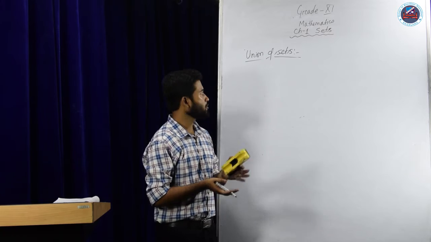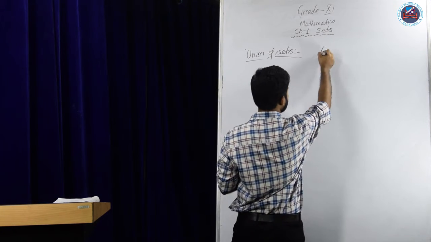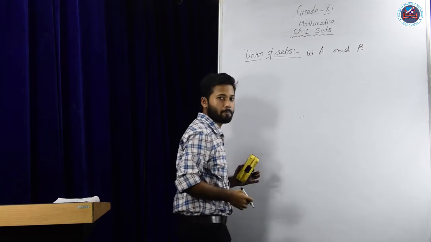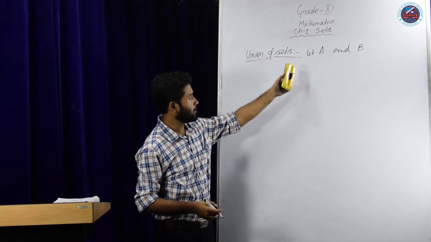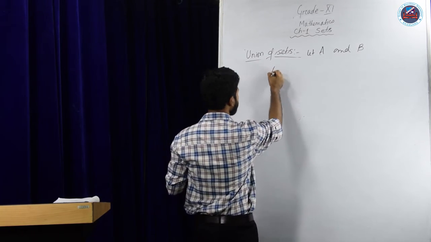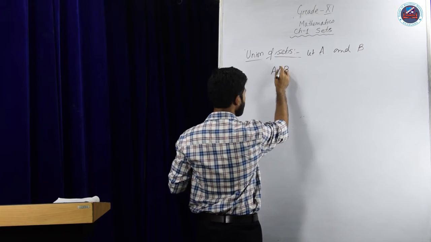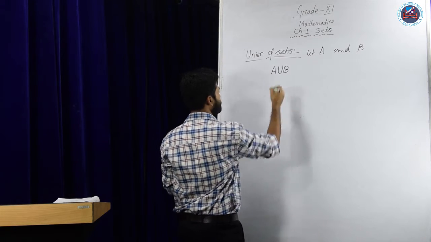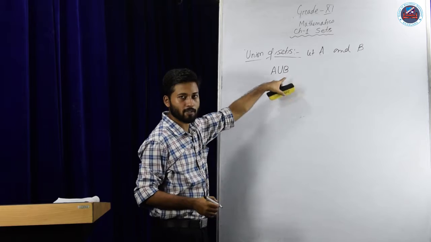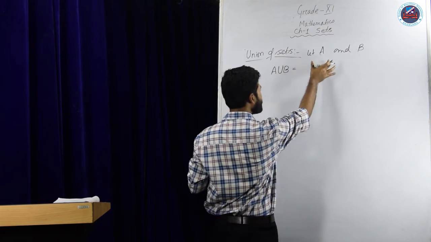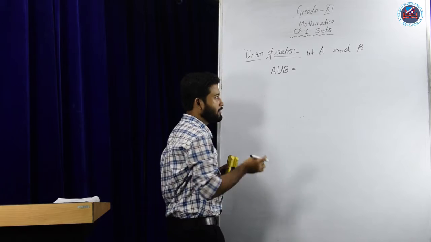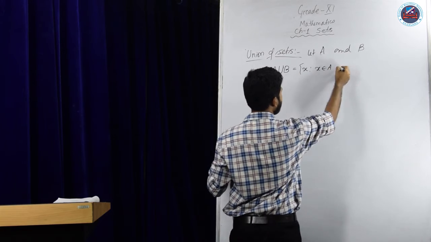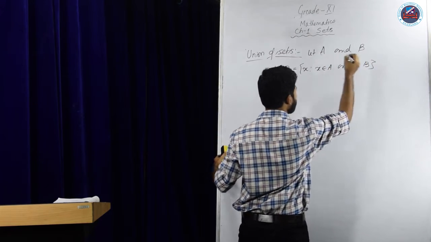Union of sets. So in union of sets, we need two sets. For example, let us take A and B be two sets. Then the union of these two sets is represented as A union B. So this is not U, this is the symbol union. So don't be confused with that. This gives us a new set that has all the elements of A and B. So how can we write this? This will be equal to {x such that x belongs to A or x belongs to B}.